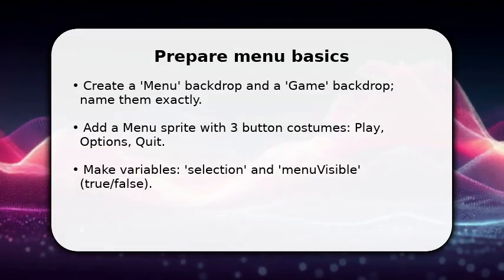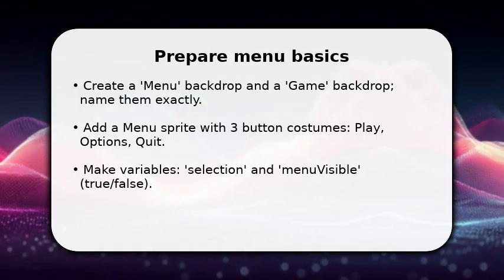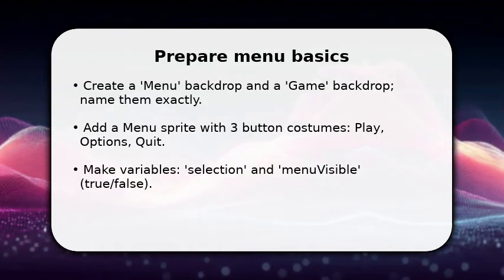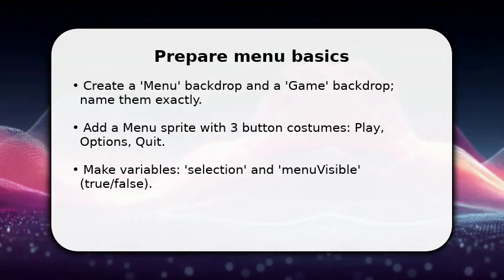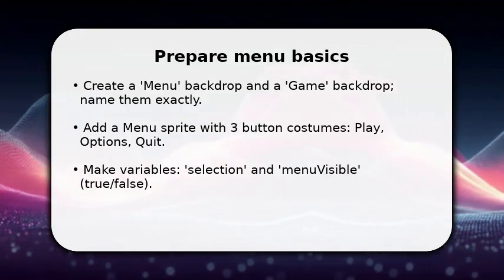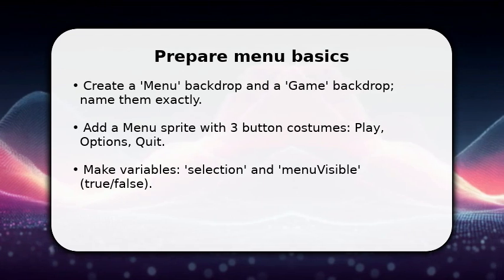Next, create 2 variables: selection, to track which button, and menu visible, to show or hide the menu. Now place a script on the flag to broadcast Show Menu, so the menu appears when you want to begin. Now you wire the interactivity.